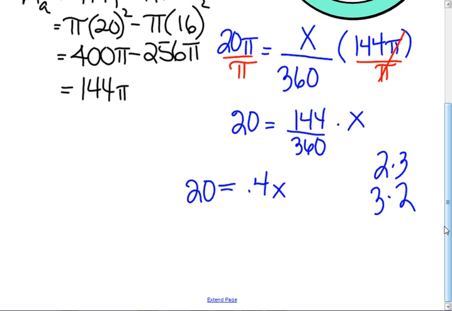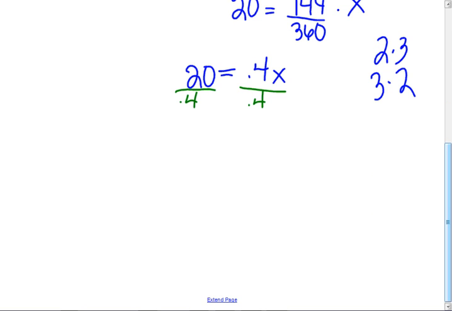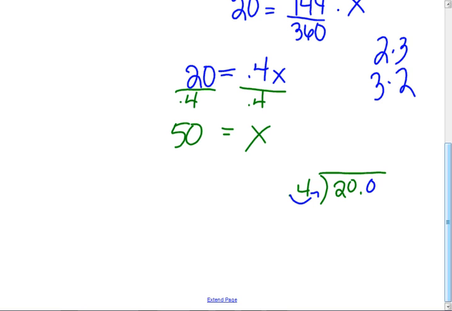Divide by 0.4. I suppose you need a calculator, but how many times does 4 go into 20? 5. I had to bring the decimal over. It's 50. Remember how to do decimals? You add a decimal here, and you bring this over 1, and you bring this one over 1, and so this is 5 and a 0. It's probably been a while since you divided by hand.